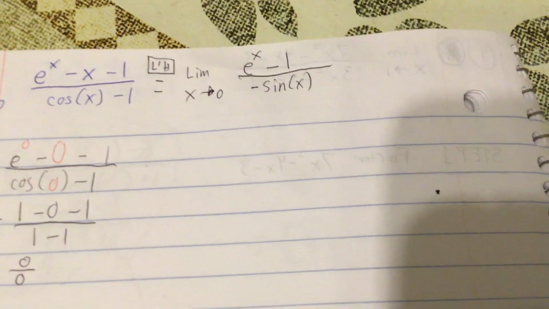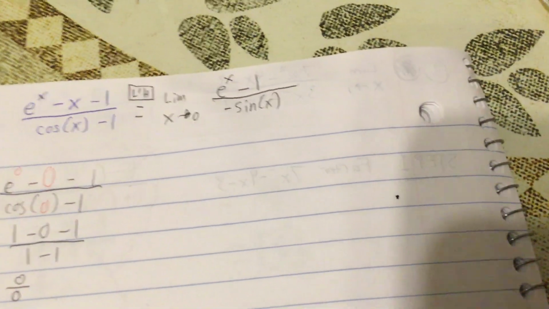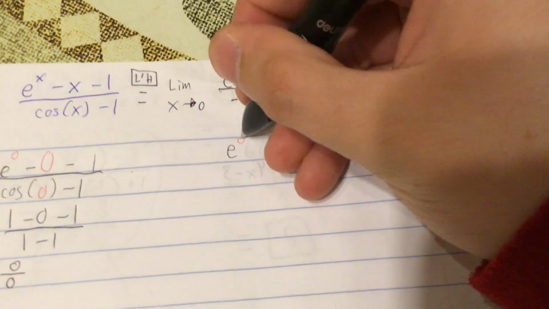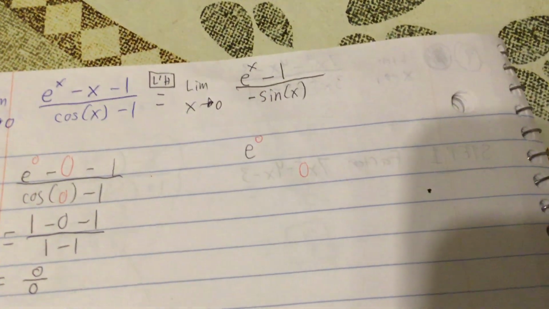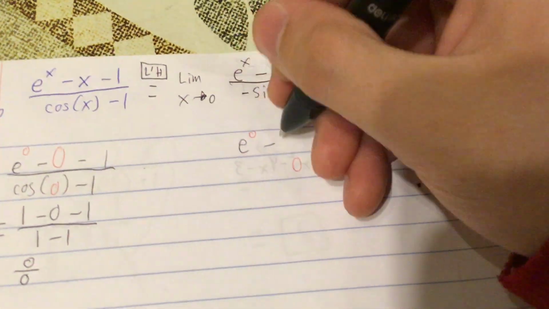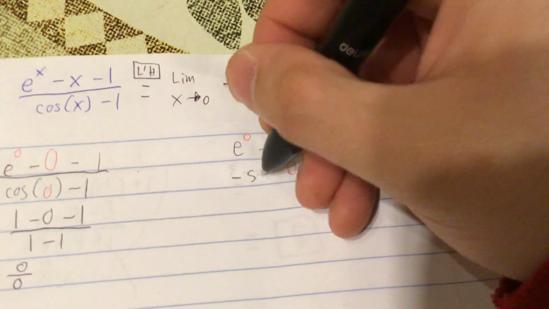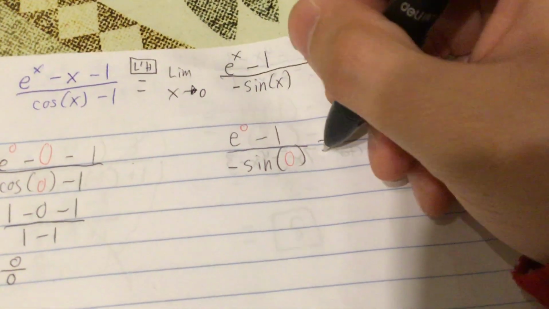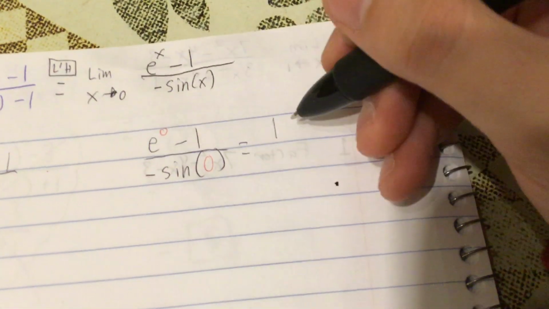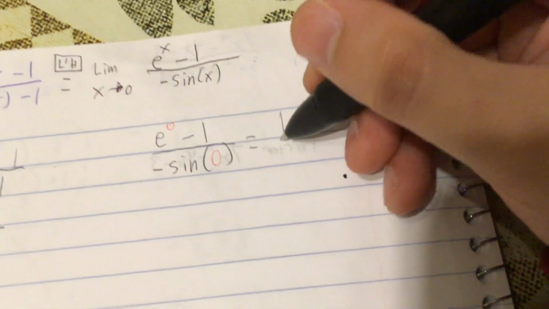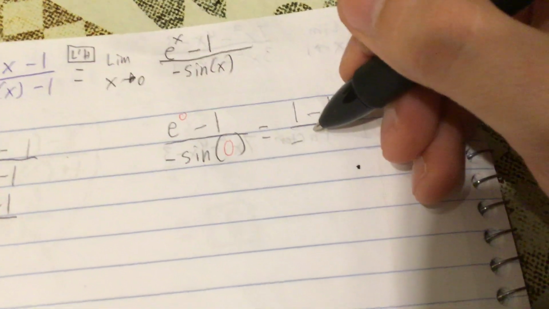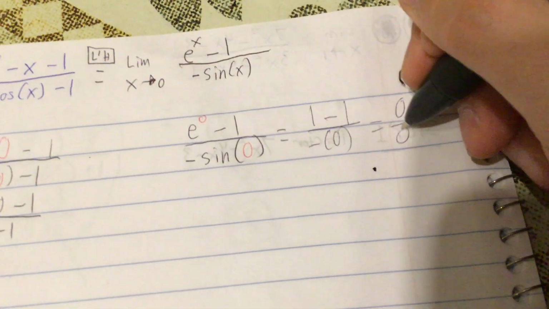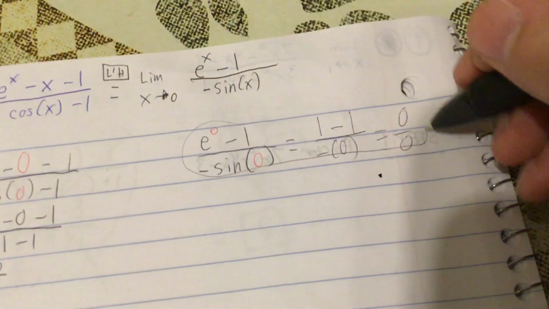Do you think I can? So once again, I'm going to plug it in. E to the 0 minus 1 over negative sine of 0. So that's just going to be e to the 0 is 1 minus 1 over negative 0. Right? That's just going to be 0. Anyway, so the point is this is 0 over 0. I'm not happy here either.